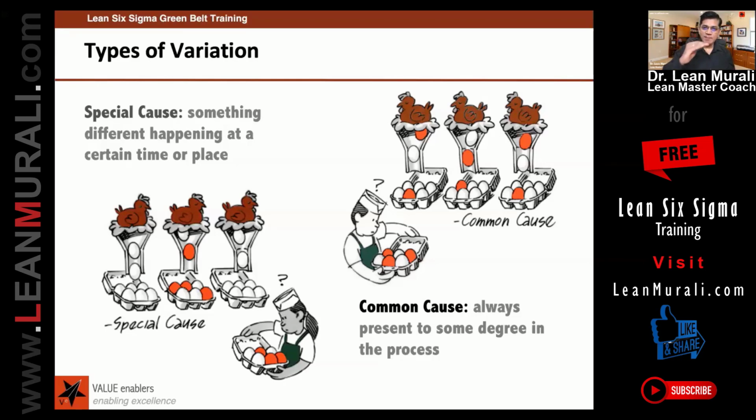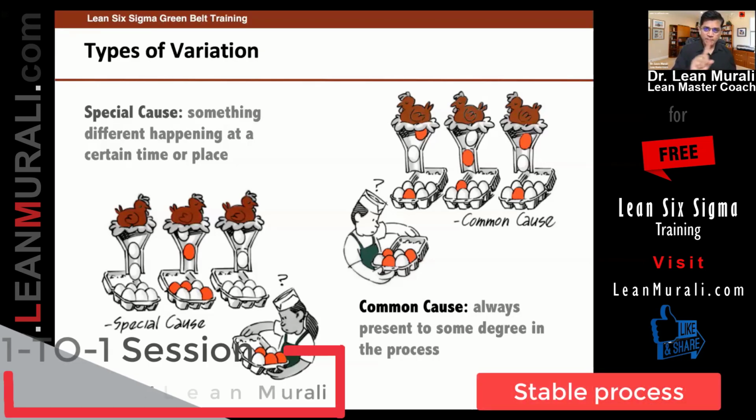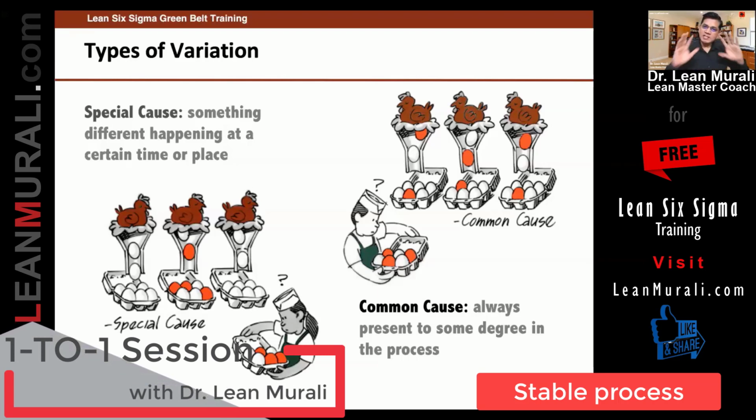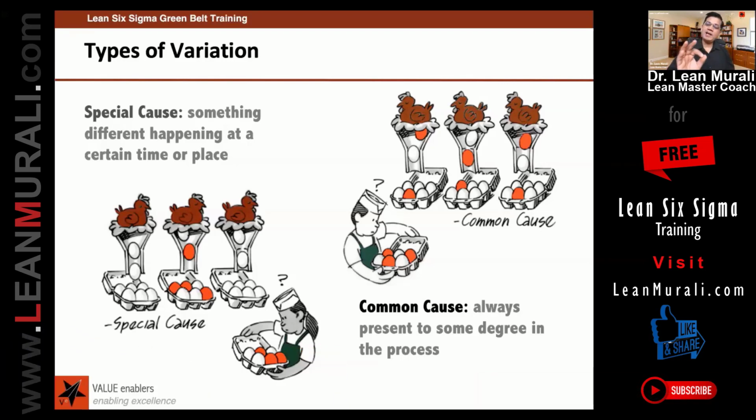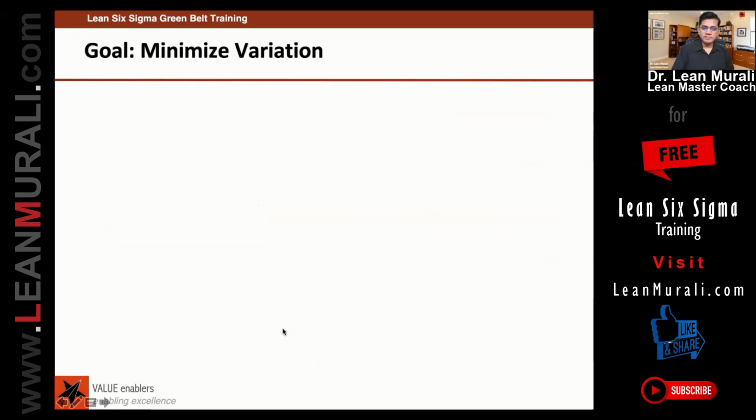the process is a stable process. I'm not saying capable process. It's a stable process that is consistently coming late. He's at least stable. Every day he comes late by 2-3 minutes. At least he is stable. So stability is different from capability. So that's for special cause and common cause.